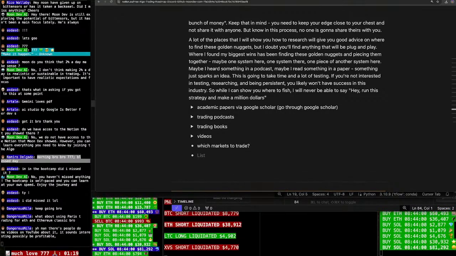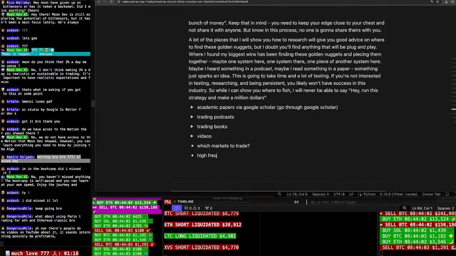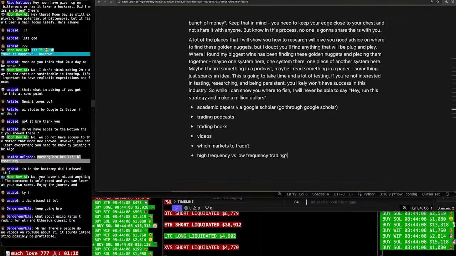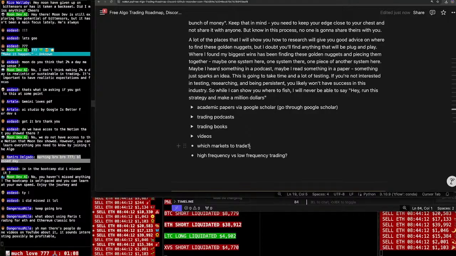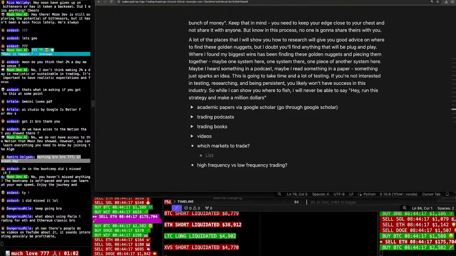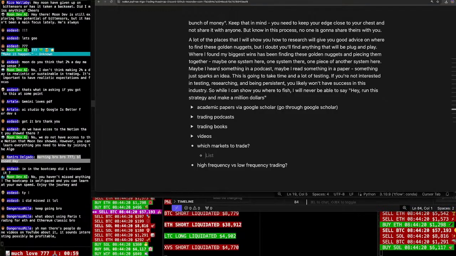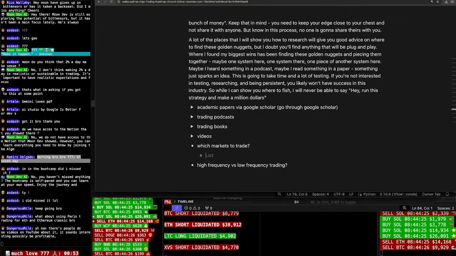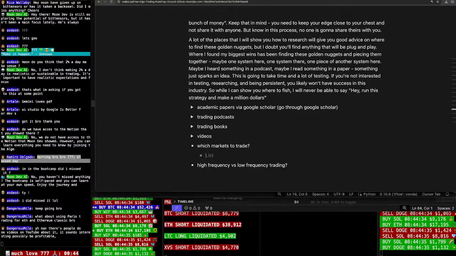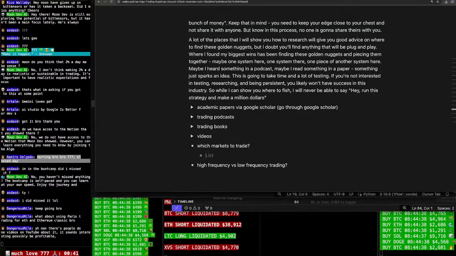I want to go ahead and go over high frequency versus low frequency trading. So let's talk about both of those really quickly. So which markets to trade? So you have multiple markets that you can trade. I personally trade crypto because that's where I got my start, and I really like the decentralized nature of crypto, and it tends to be a lot of fun. That being said, it's extremely volatile and may not be as robust as other markets.